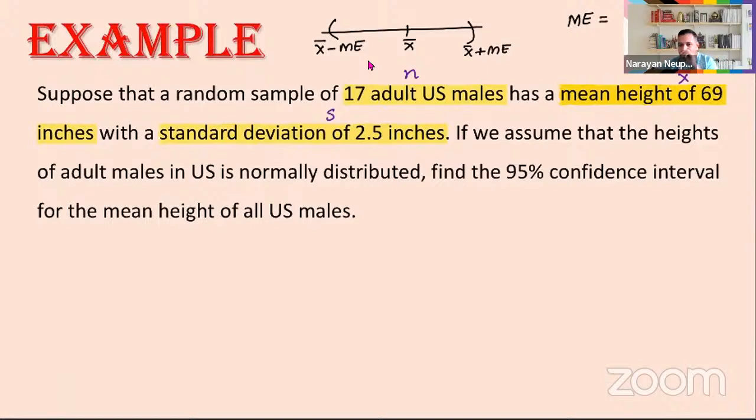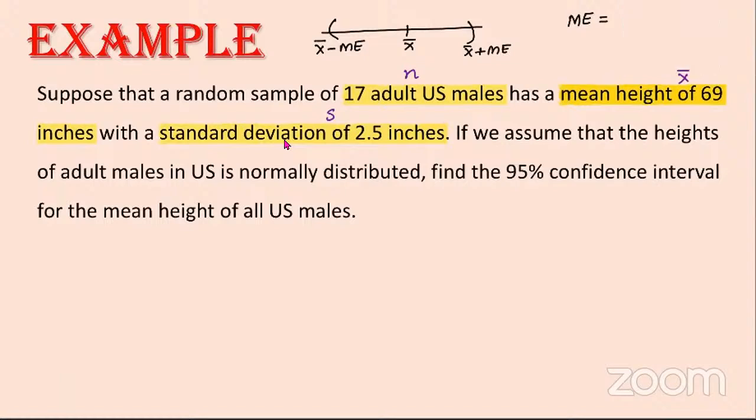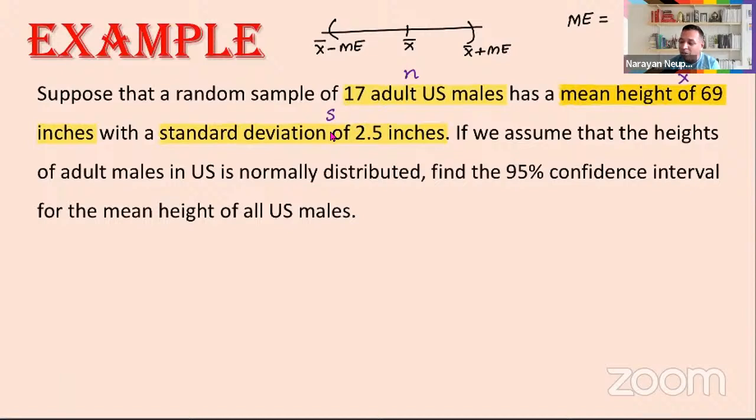In this problem, we have the standard deviation of the sample given. Population standard deviation is not given. So is the distribution Z distribution or T distribution? Because the sample standard deviation is given, it must be T distribution. Yes, because the sample standard deviation is given, it's a T distribution.